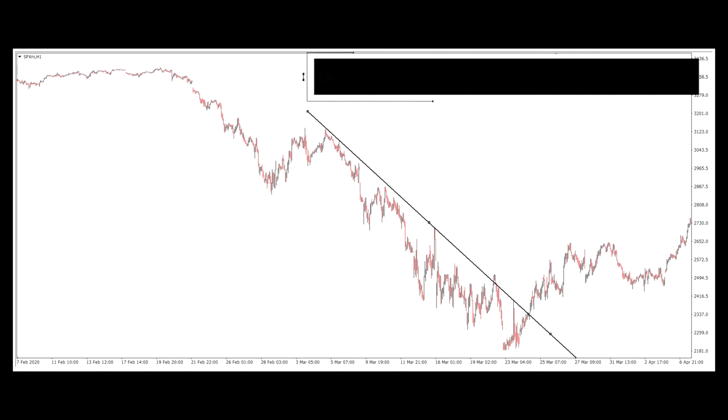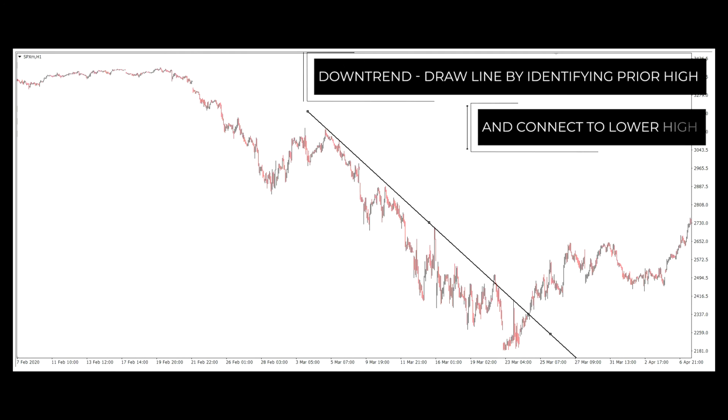In order to identify a downtrend, you want to draw a trend line by identifying a prior high and connecting it to a lower high. So what I've done here is you can see I can do a trend line here, identify a high here, a lower high, a lower high, a lower high, a lower high, and then a lower high.